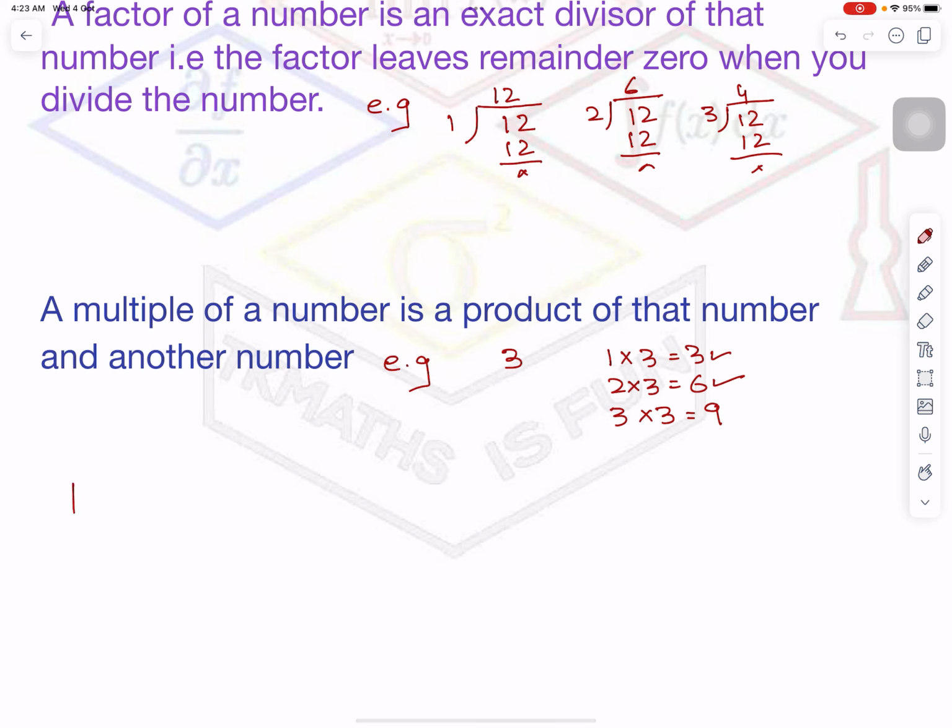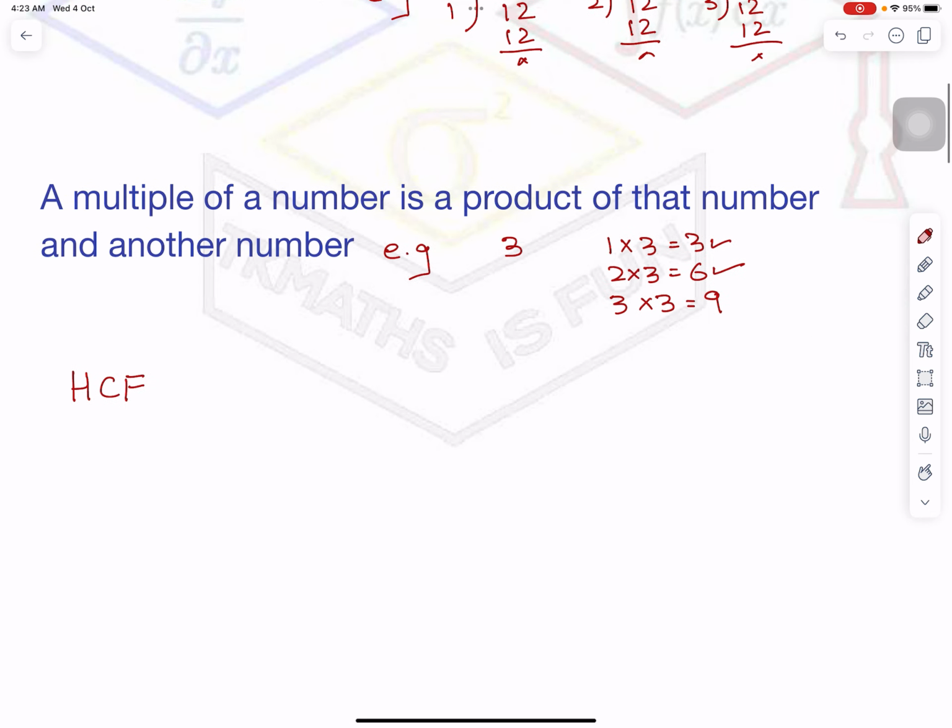Now, what is the meaning of HCF, highest common factor? When two numbers are given to you, for example, I give you 5 and 10. Let me take a little bigger, 15 and 10. And I say which is the highest common factor? Among the factors of these two numbers, which is the highest one?